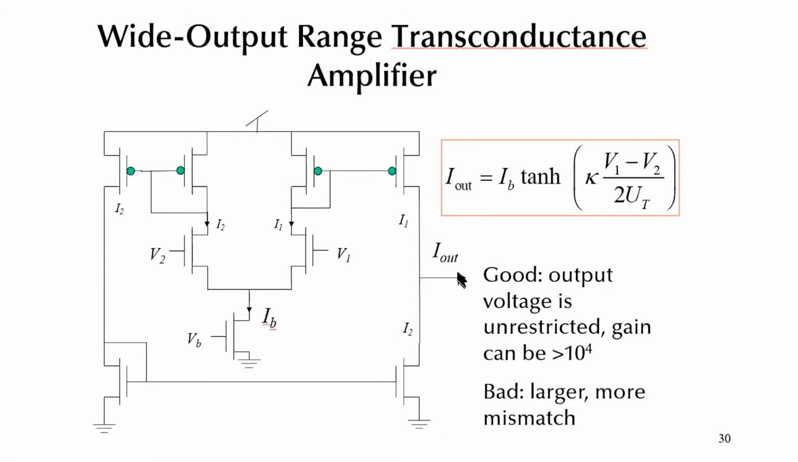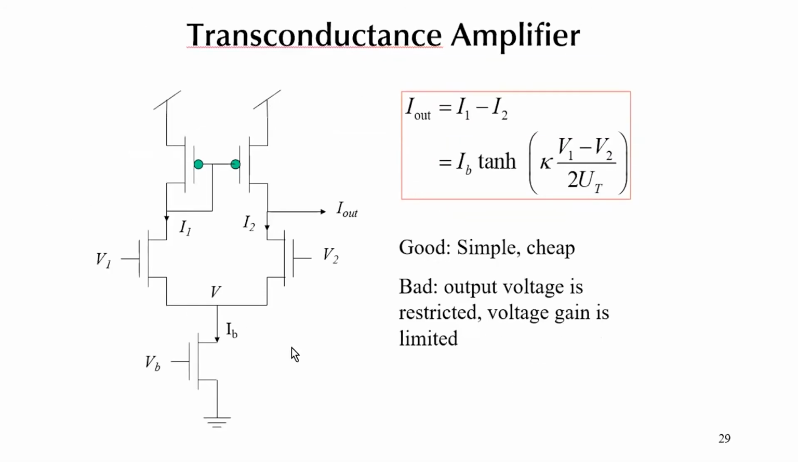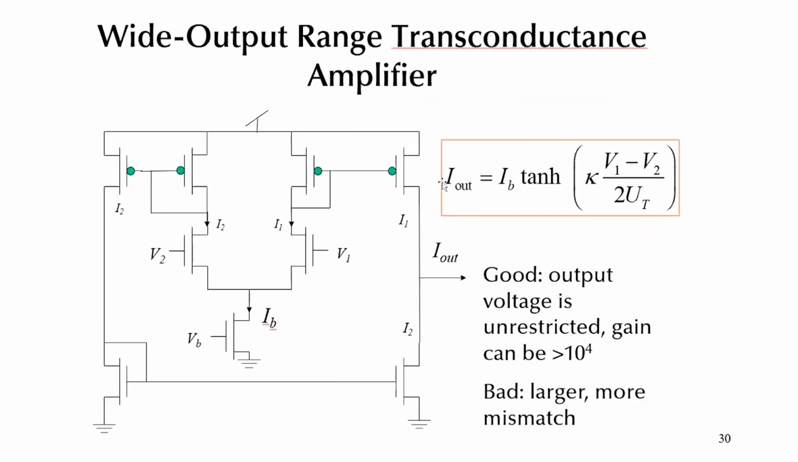But this output here can swing all the way from close to VDD to close to ground, right? You can see it's only a single transistor. It's not like this one. See this one, there are 2 transistors in series, right? But this one only has 1. Okay, so the good thing is the output voltage range is unrestricted.